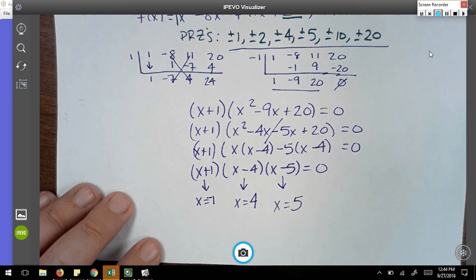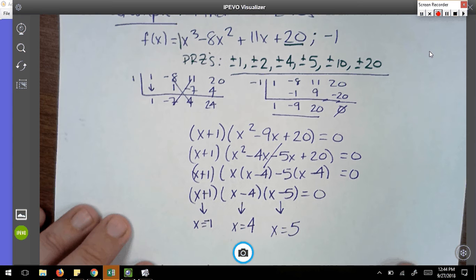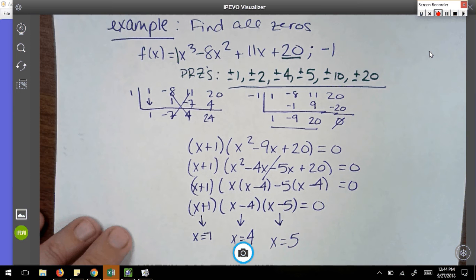Do you see what we did? We just plug it in, and then we factor it. Moral of the story, we can't check until we can figure it out.